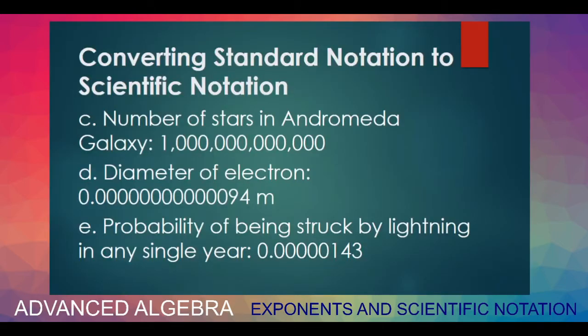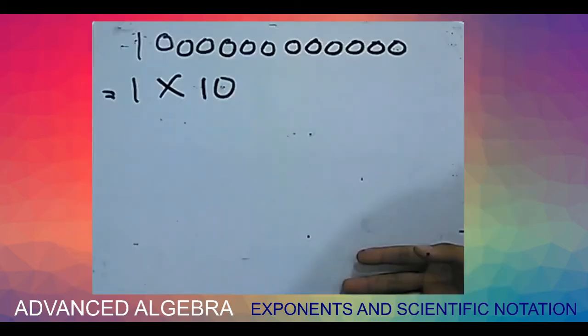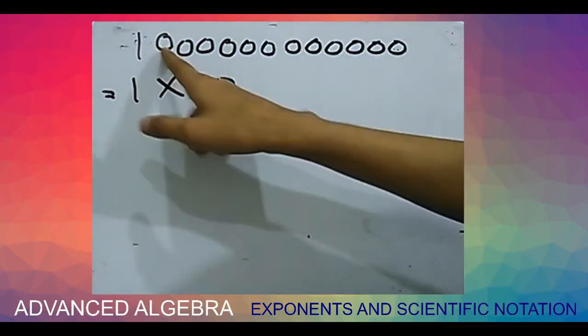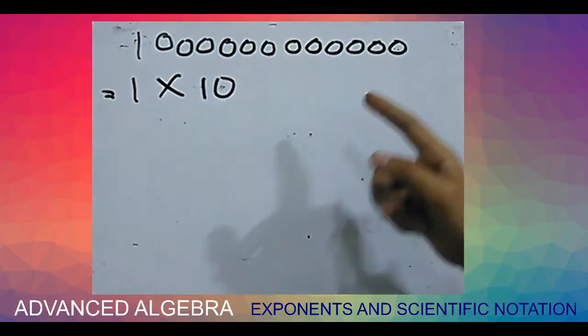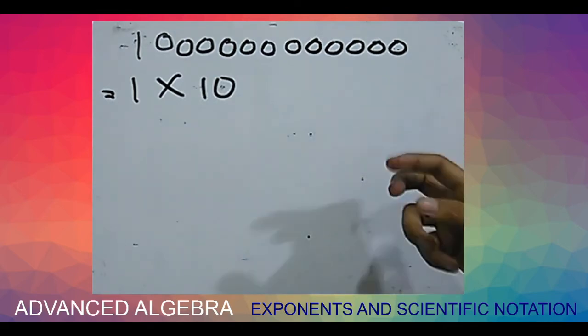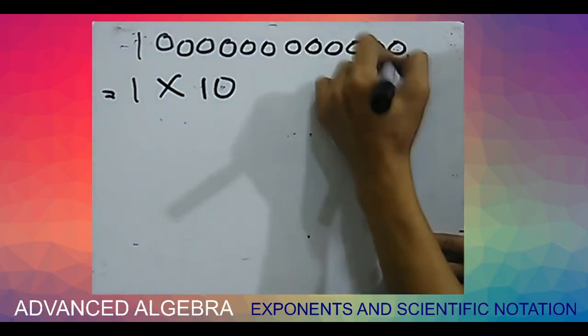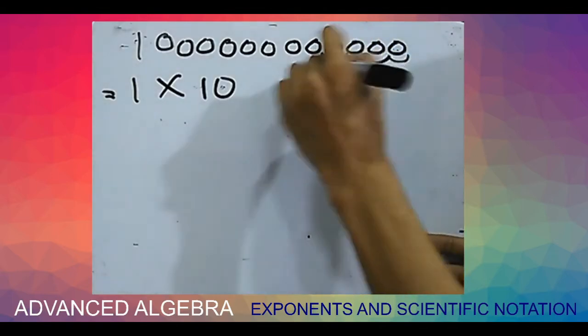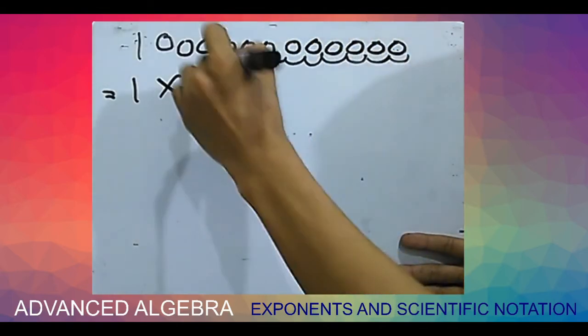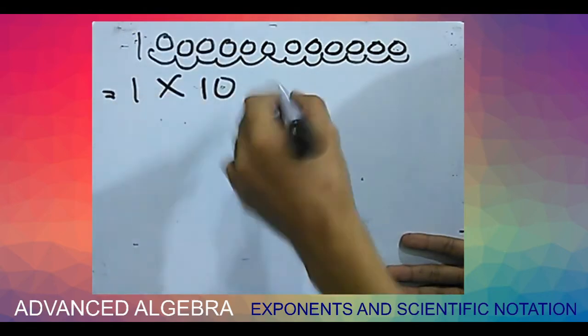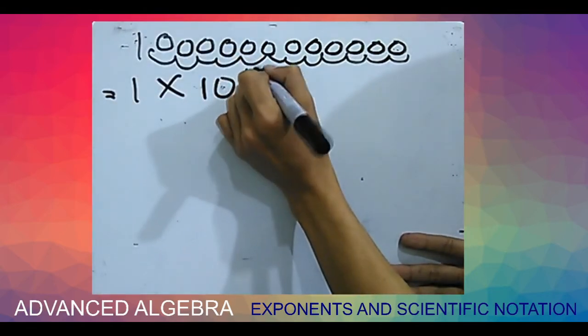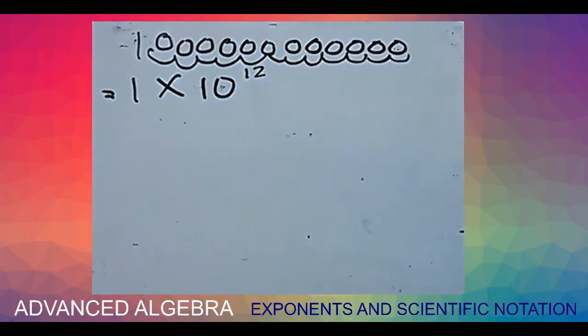Number of stars in Andromeda galaxy. Thousand, million, billion, trillion. So, 1 trillion daw. Okay, next example. 1 trillion number of stars ng Andromeda Galaxy. Gawin natin siyang scientific notation. Move ulit. 1, 2, 3, 4, 5, 6, 7, 8, 9, 10, 11, 12. So, 1 times 10 raised to 12 power. Yun yung ating scientific notation.